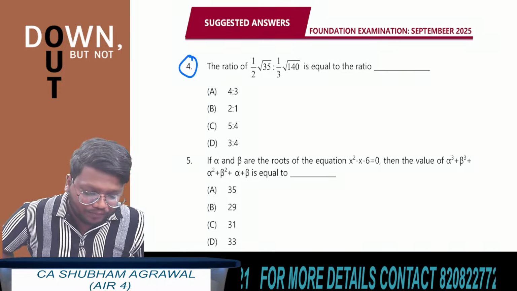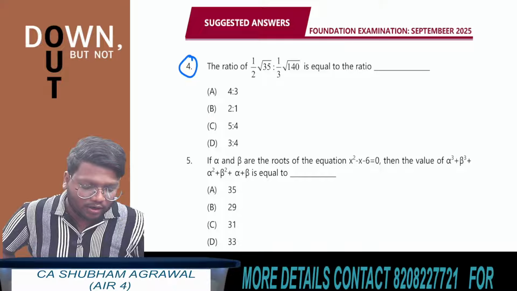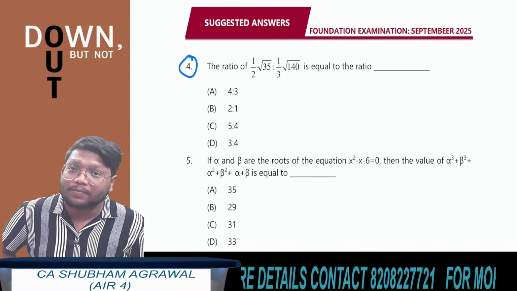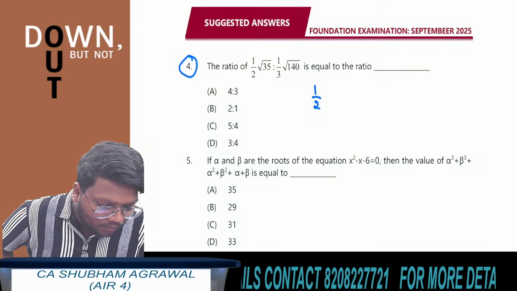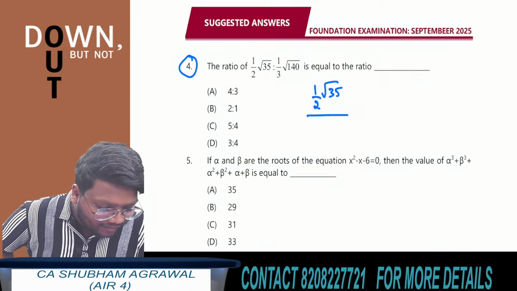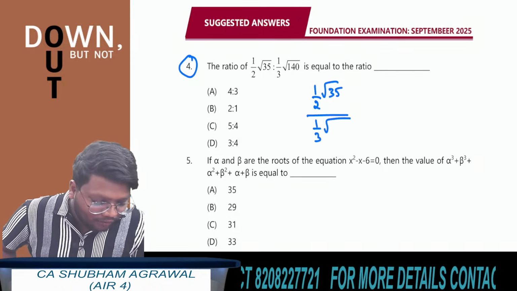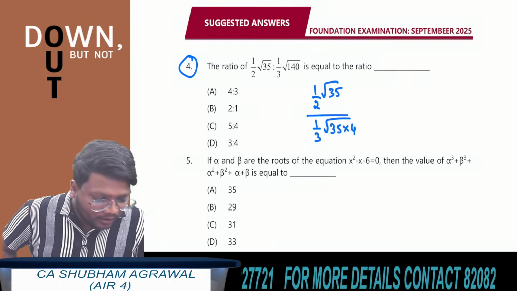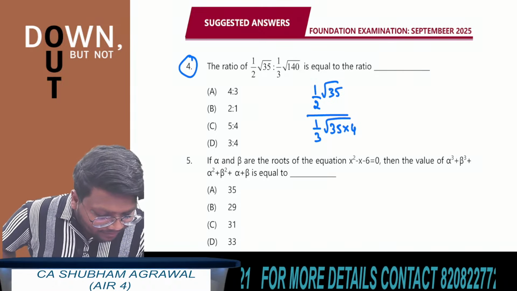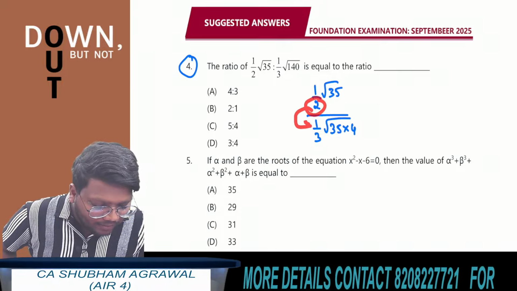1 upon 2 multiplied by square root of 35 is to 1 by 3 is to square root of 140. We have to find the ratio of this thing. This question is also simple. See, 1 upon 2 multiplied by square root of 35 divided by 1 upon 3 multiplied by square root of 140. 140 we can write as 35 multiplied by 4. Now this 3 will come in numerator, and this 2 will come in denominator.